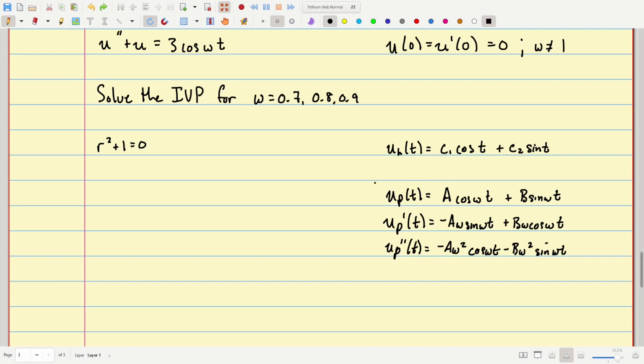So what we're going to end up with is a times 1 minus omega squared, factor out the a, cosine omega t, plus b times 1 minus omega squared sine omega t equals 3 cosine omega t.